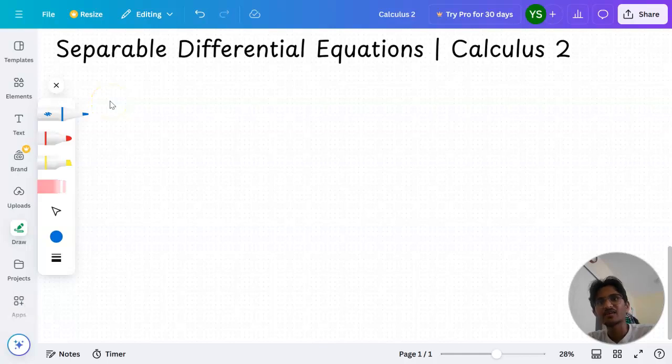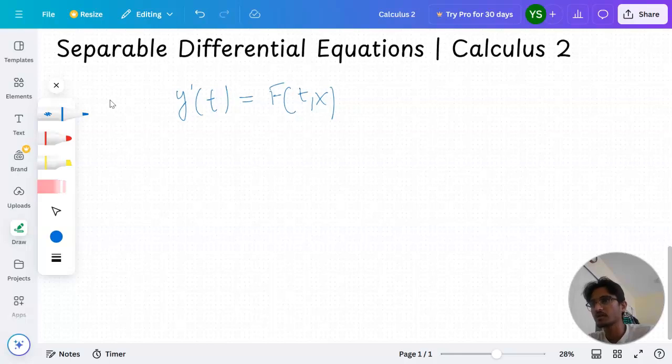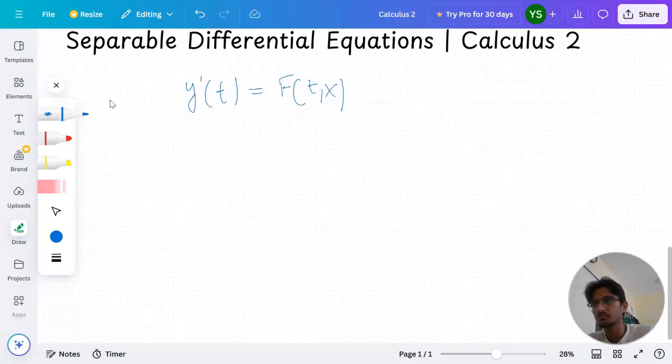Hi guys, let's talk about separable differential equations today through some examples. First, describing the general form of separable differential equations. This is what they generally look like. You'll generally have a derivative, the first derivative, equal to something. Let's have a look through some examples of how this can come into play.